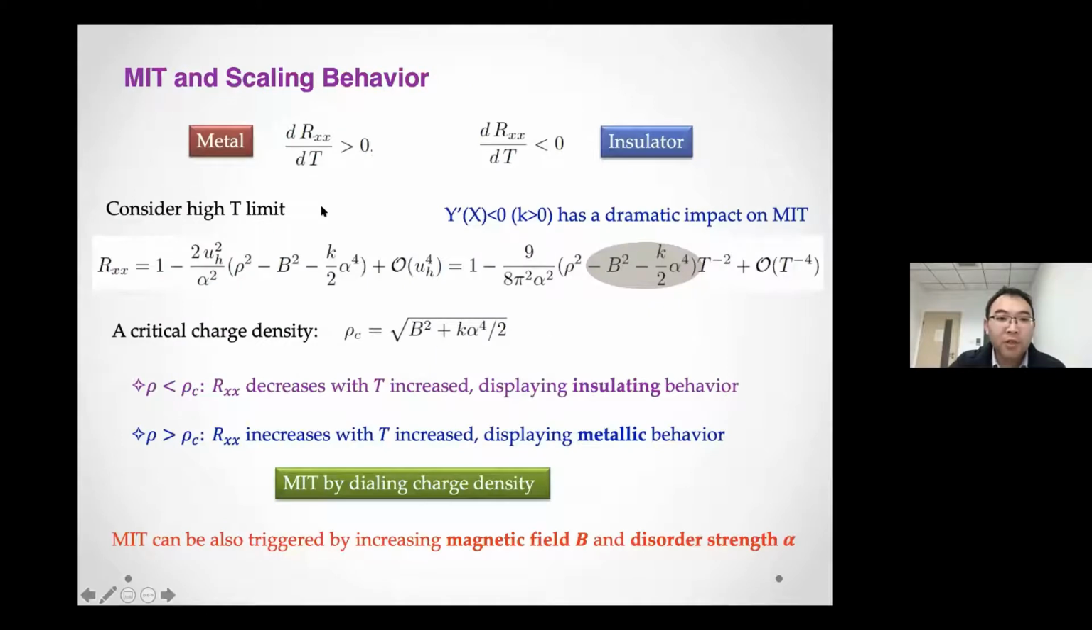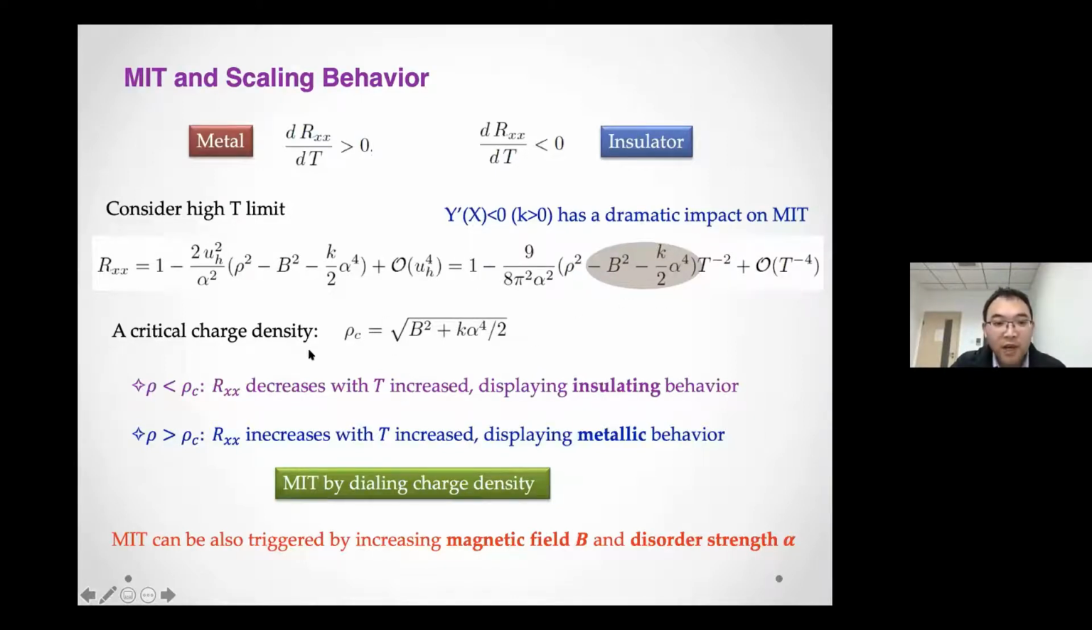So here we now talk about the metal insulator transition. For the metallic phase, we mean the resistivity divided by the temperature is positive. In contrast, in the insulating phase, we have the negative sign. So to simplify this story, we first consider the high T limit. So we have the resistivity given by this expression. Here we can define a critical charge density rho C given by this quantity, the square root.